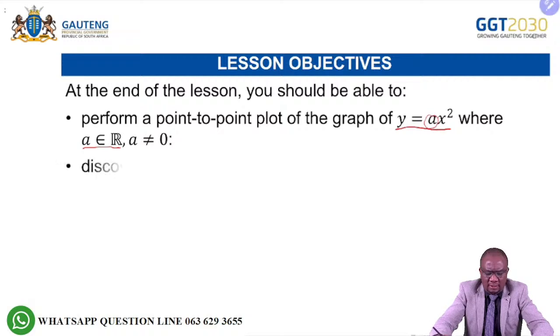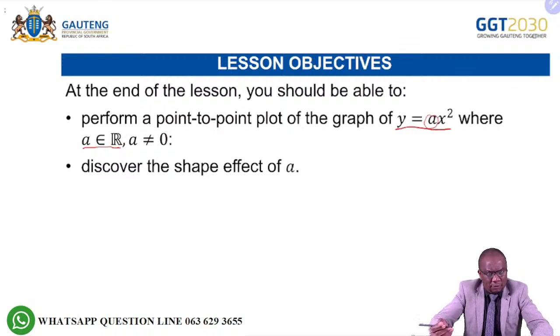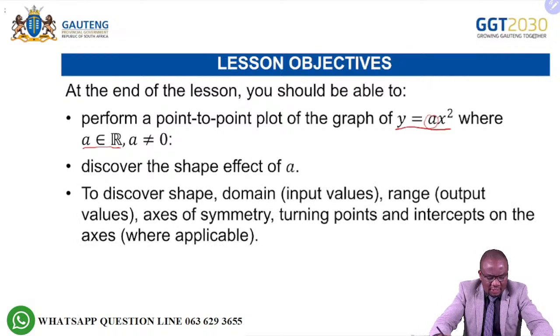Now discover the shape effect of a. That's what we're going to do today. We're going to talk about it after we have sketched. Then we say, what shape are we seeing here? And then we are going to discover the domain. Domain is the input values, the x values. Range, the output values, the y values. The axis of symmetry. You know the line of symmetry? You did the line of symmetry long back. Then turning points and intercepts on the axis.